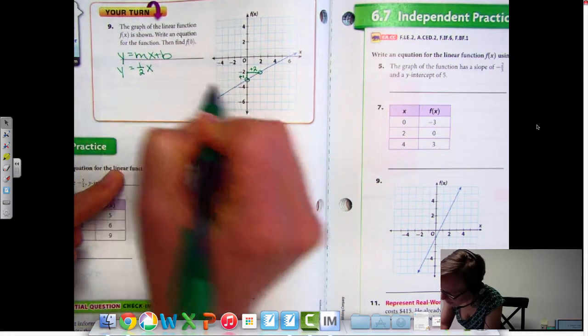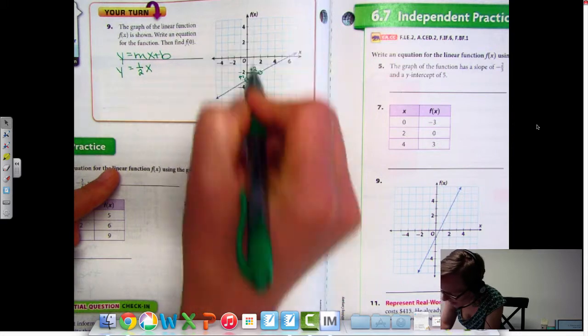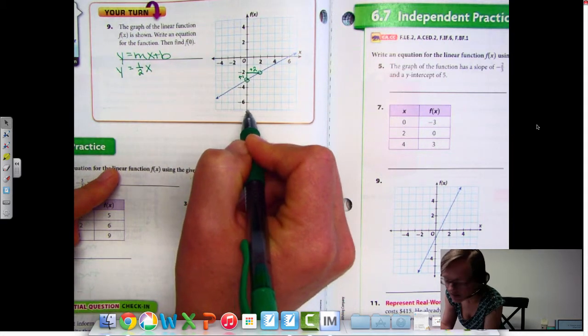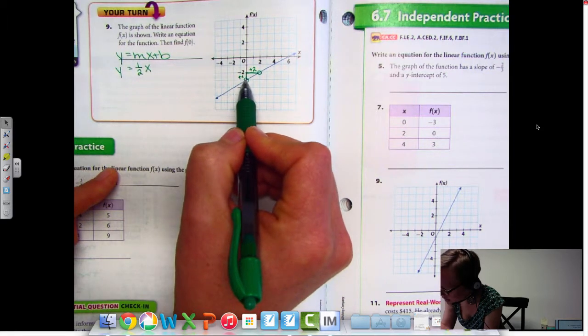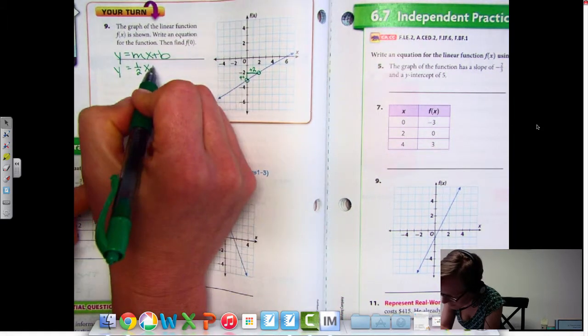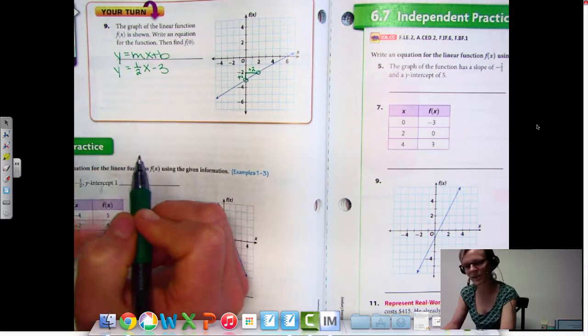And then where does it cross my y-axis? What is my y-intercept? I can read between -2 and -4. At that grid line would be -3. So it crosses my axis at -3.